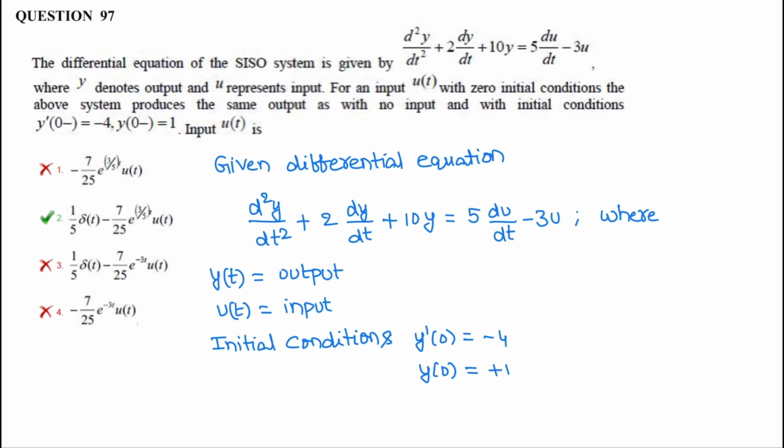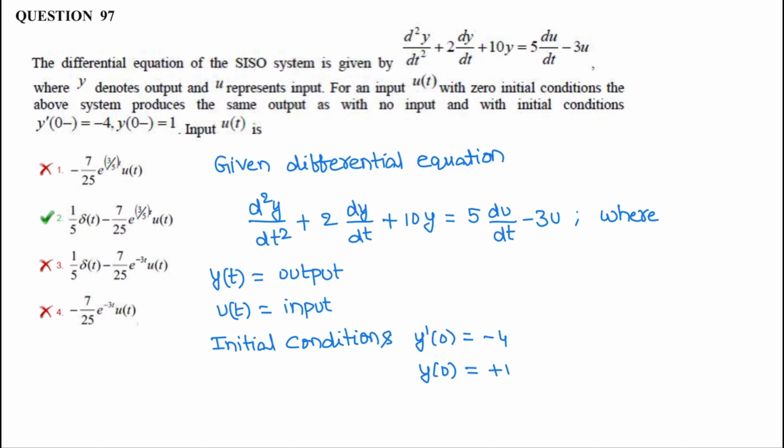Next question. The differential equation of SISO system, single input single output system, is given by d square y by dt square plus 2 dy by dt plus 10y is equal to 5 du by dt minus 3u, where y denotes the output and u represents the input. For an input u of t with 0 initial conditions, the above system produces the same output as with no input with initial conditions y dash of 0 is minus 4, y of 0 is 1.